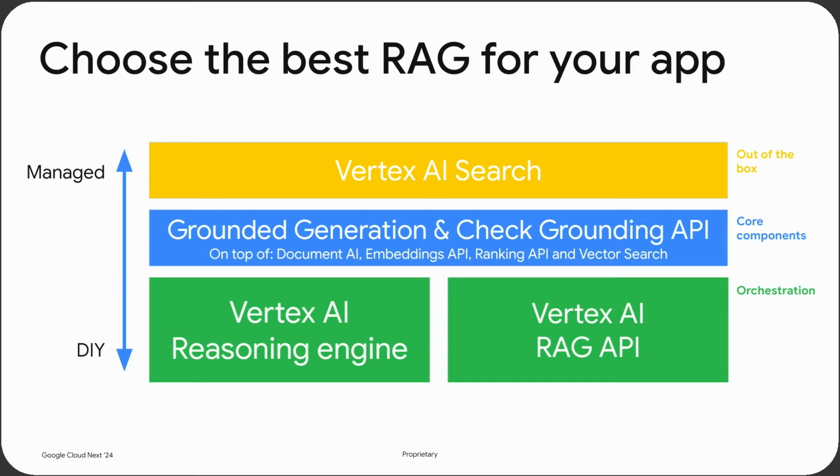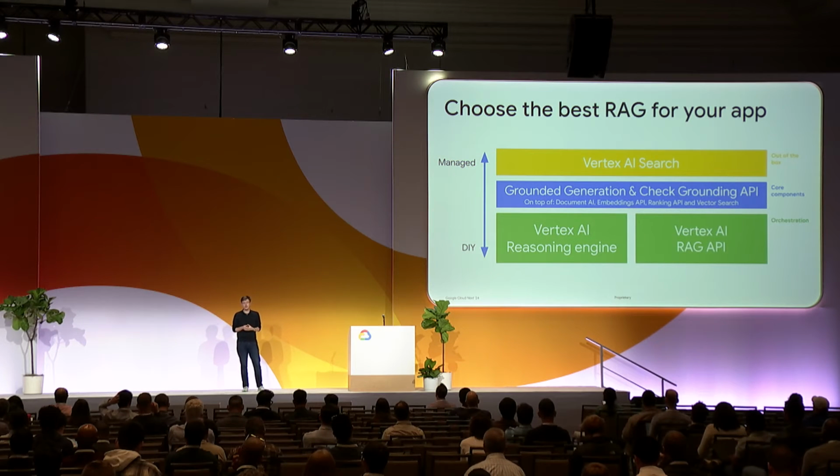The next layer I want to talk about is a set of core components in RAG and search that we're offering. Yesterday in a session we were talking about various different components that we have for document understanding, document parsing, the embeddings API, ranking API, and also vector search.